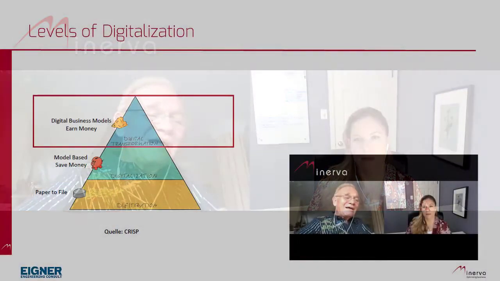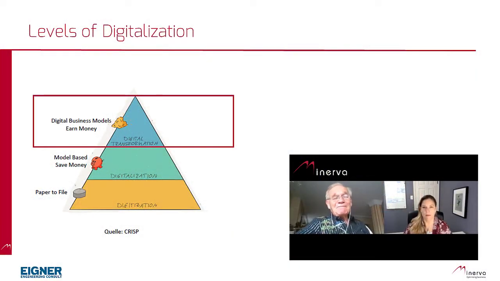And the highest level: with the level of digitalization, we save money. To earn money, we have to climb up the triangle on the top, and that is really the digital business model. So when we build, for example, a service-oriented business model based on a digital twin, to make money with digitalization, that is the highest level. But digitalization is a prerequisite for the level of digital business model.